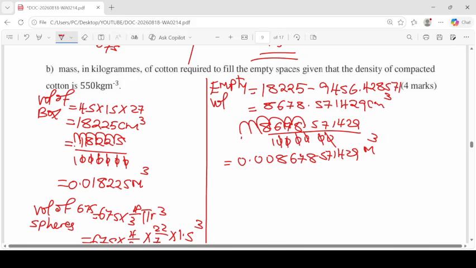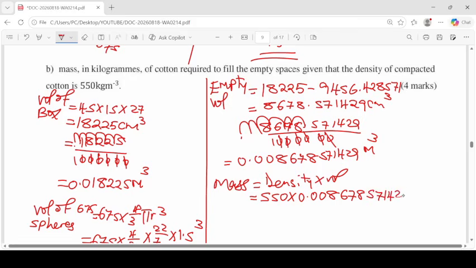How do we compute the mass, dear learners? Mass is usually given, because you know that density is equal to mass over volume. So mass is density multiplied by the volume. So the density here is 550 multiplied by 0.008678571429.